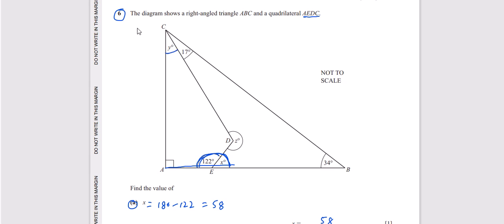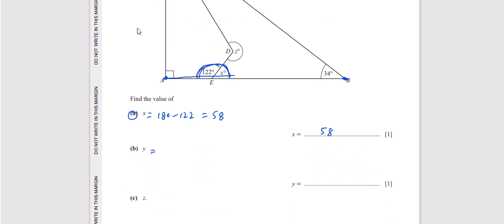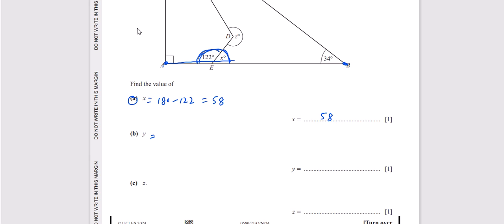Okay, so to solve y, we use triangle A, B and C. So this is our triangle, and we know that the sum of angles of a triangle is equal to 180. So y is equal to 180 minus the other angles: angle A, minus angle B, minus angle C.